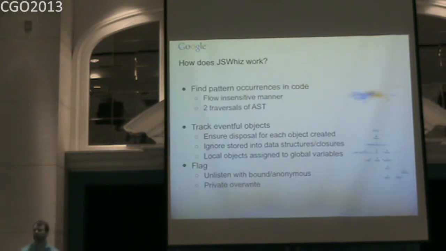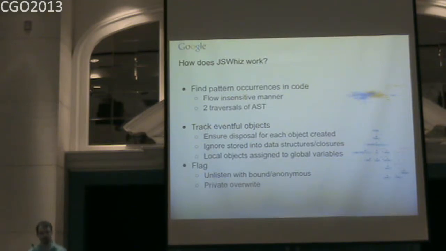So how does JSWhiz work? Simply, we find the pattern occurrences in the code. We know the patterns. We basically create almost an AST matching, where we know the order of AST nodes that we need to encounter to match a certain pattern. And we want to find this, and we do this in a flow-insensitive manner. If you see a creation somewhere and a disposal somewhere else, we assume it will happen. So we do not try to ensure this for every object created. We try to do this purely at the AST level without any runtime information.